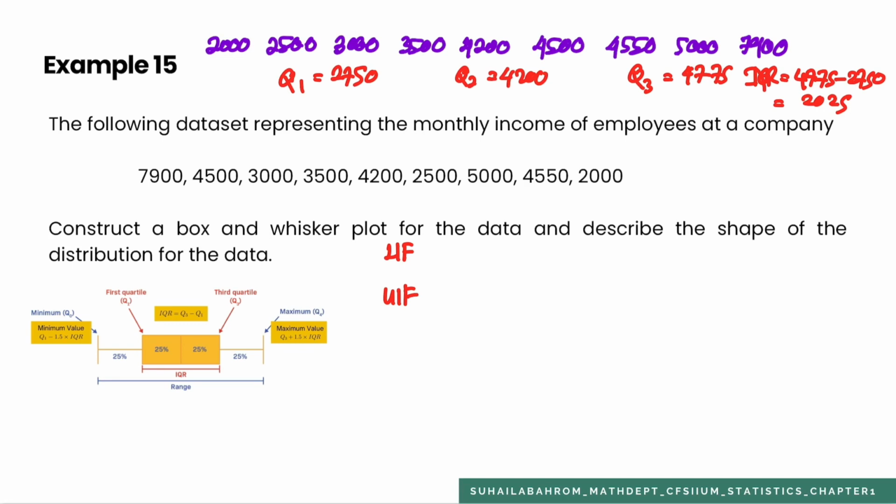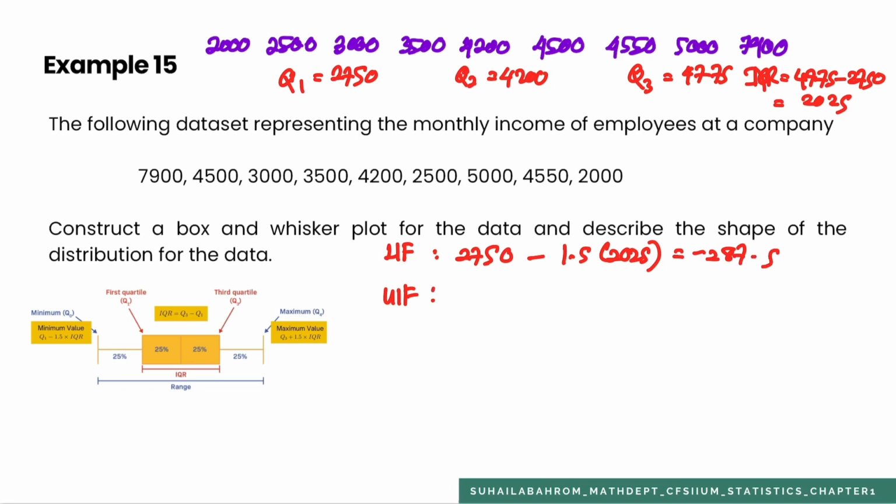So the lower inner fence is equivalent to the value of the first quartile, which is 2750, minus 1.5 times the IQR, 2025. So you will get the minimum value that we can have in the lower inner fence, which is negative 287.5.